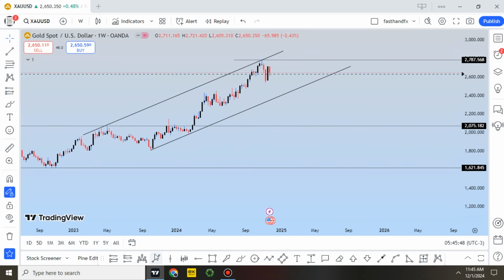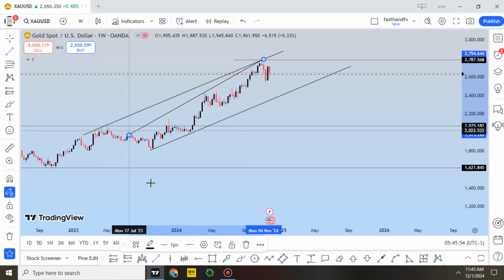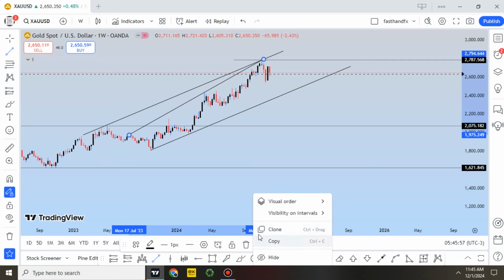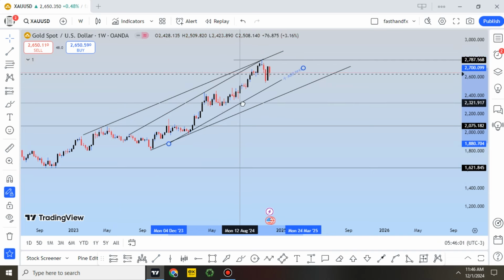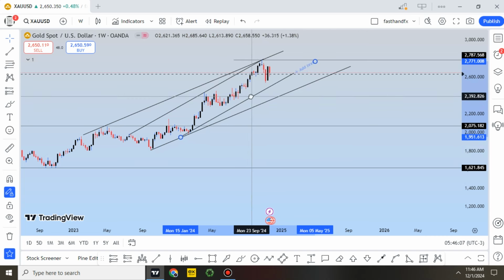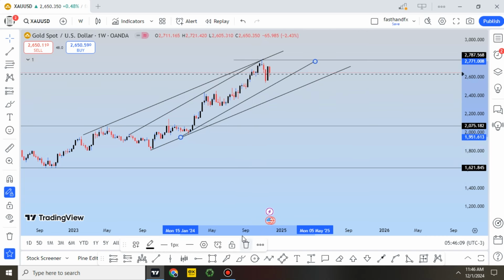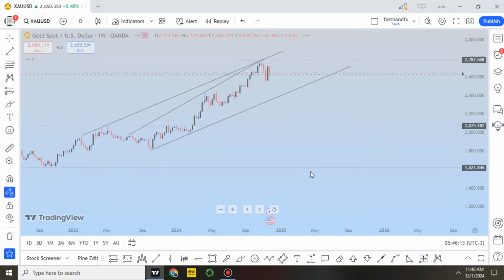At the same time, if you like, you can have another trend right here, right there, and if you also like, you can try to clone it. As long as it makes sense, you go for it. So this is it. Let's try. But either way, let's go to the daily and try to understand what gold is trying to do.